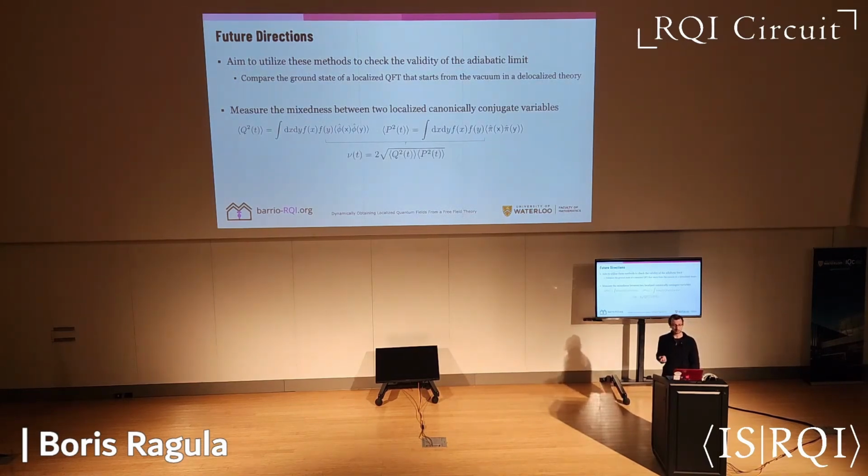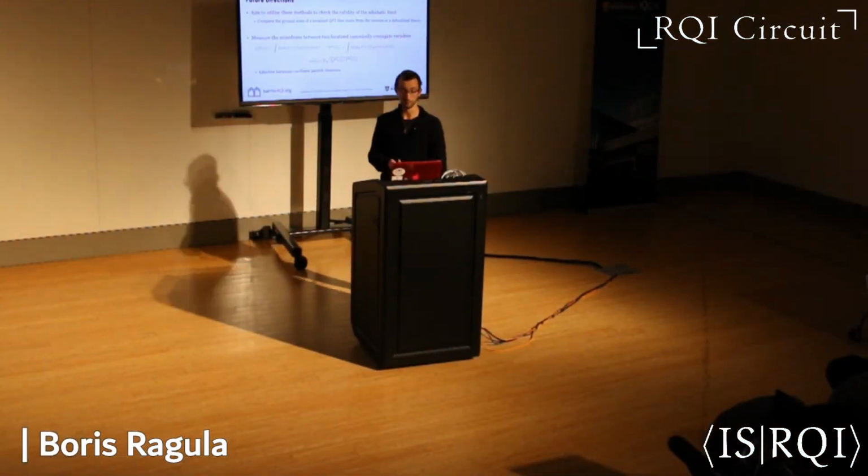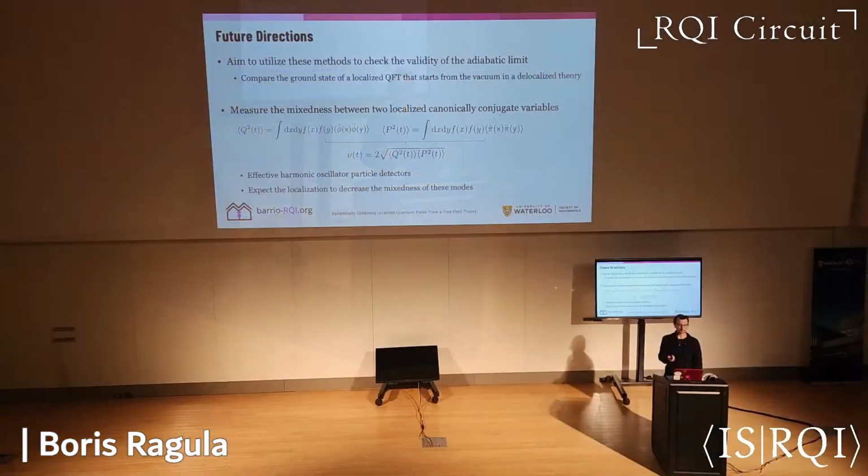What these two canonically conjugate variables can define is an effective harmonic oscillator particle detector. In essence, we could use these localized quantum fields as particle detector models. If we're able to decrease the mixedness, then these particle detectors become even better tools for protocols such as entanglement harvesting, where the lower the mixedness, the more effective as a detector model these localized QFTs will become. And that is what we would expect: as we localize these, the mixedness should decrease between any of these two modes.